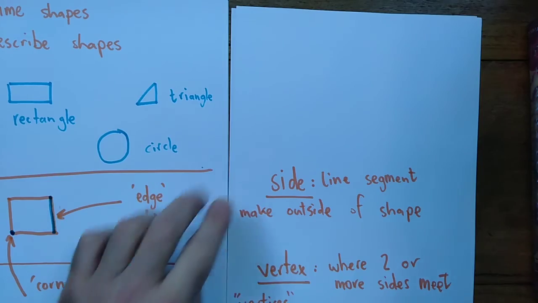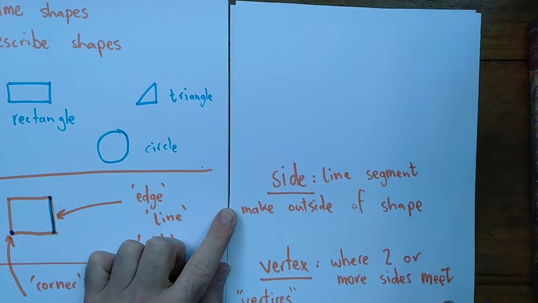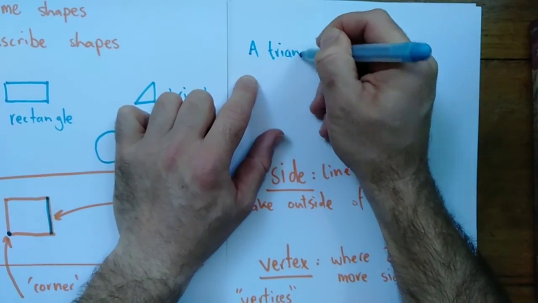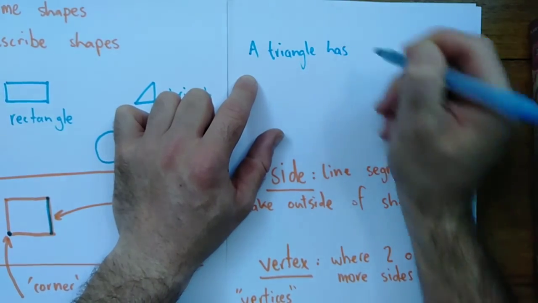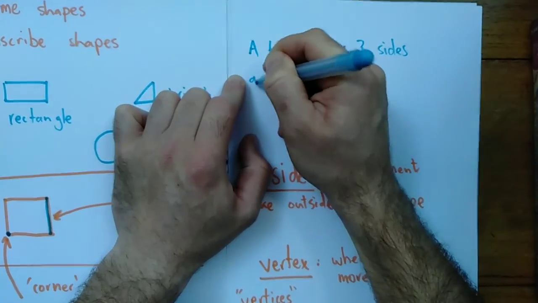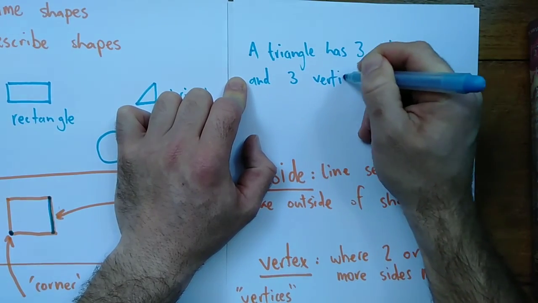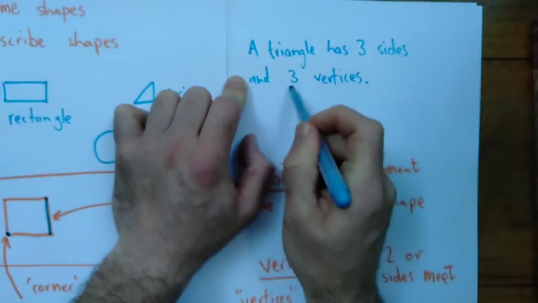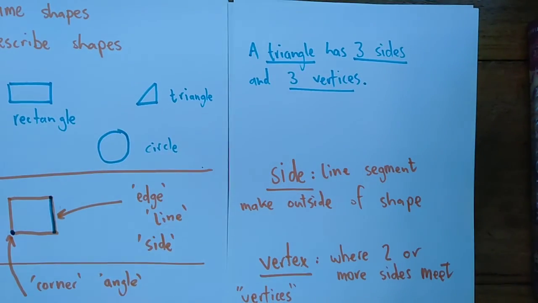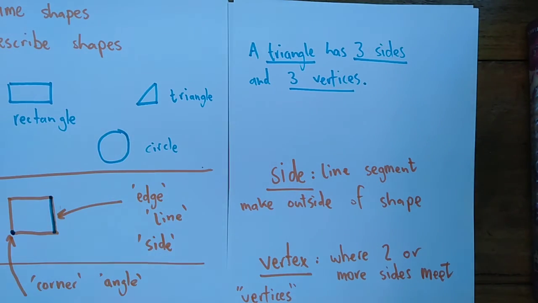So here we go. Before we had a triangle, and I might write something like this. A triangle has 3 sides and 3 vertices. 3 vertices, 3 sides, triangle. And that's me just using this new vocabulary that we've learned to describe a few shapes. Cheers.